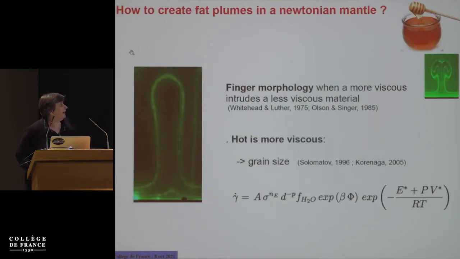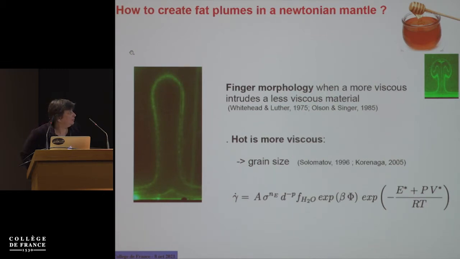So how can we do that? First of all, if the hot material is less viscous, you're going to have a mushroom, so it doesn't work. I mean, the conduit is too thin. So to get a fat plume just with a Newtonian fluid, you need a plume that is hot but more viscous. One way of doing this is to increase a lot the grain size and to have a deformation by diffusion creep.